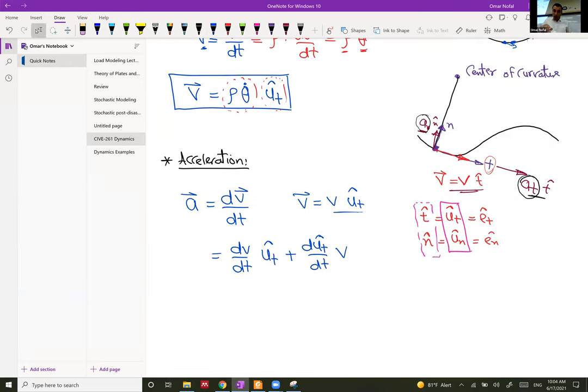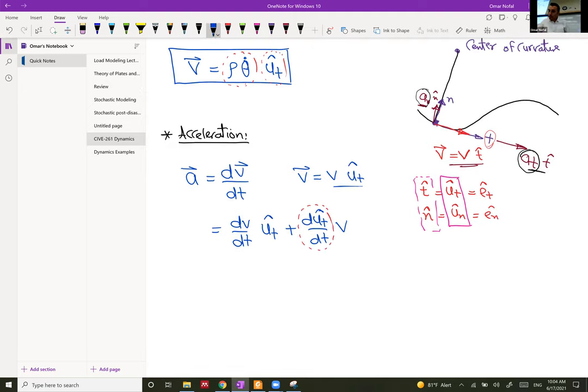So let's see how this will look. We want to know the value of this derivative. Let's assume here is our curve, and let's make a small angle d theta here. Here's ut hat, and here is ut hat dash. This is how ut hat changes its direction between these two points. And here is un hat, which should be normal to this one.